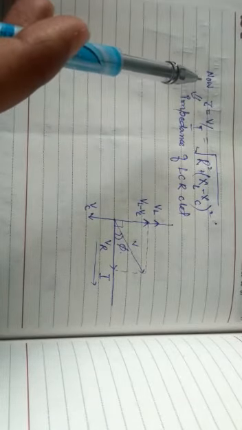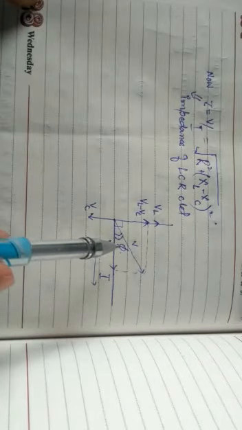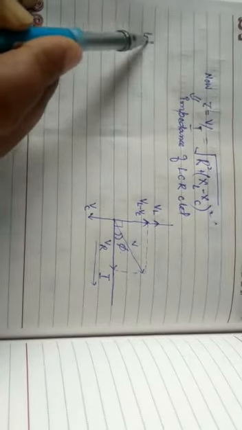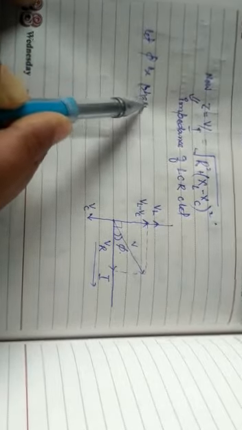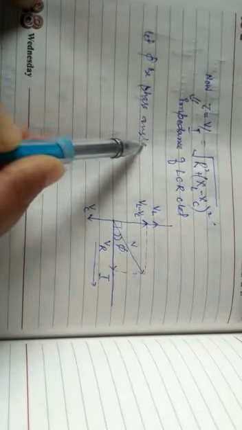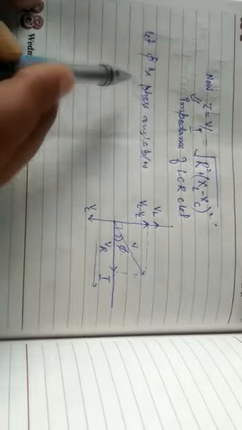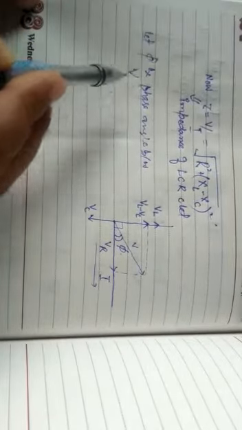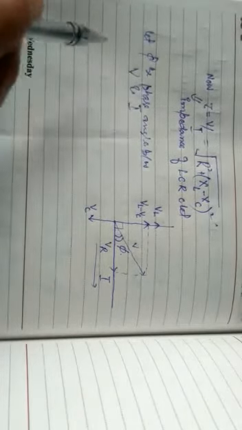Now let us do one thing. Let phi be the phase angle between the net voltage V and the current through the LCR circuit.